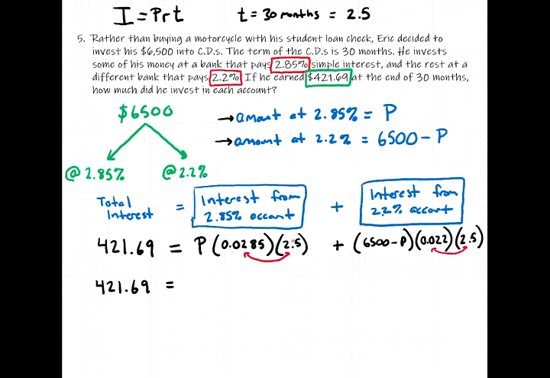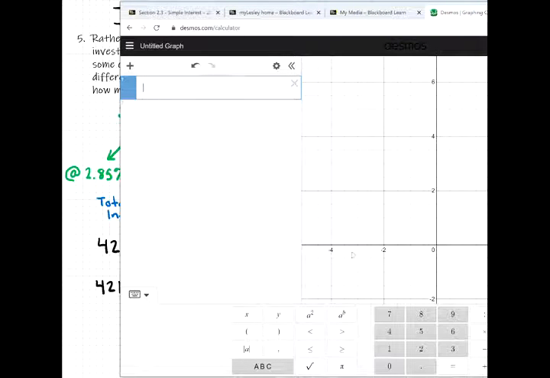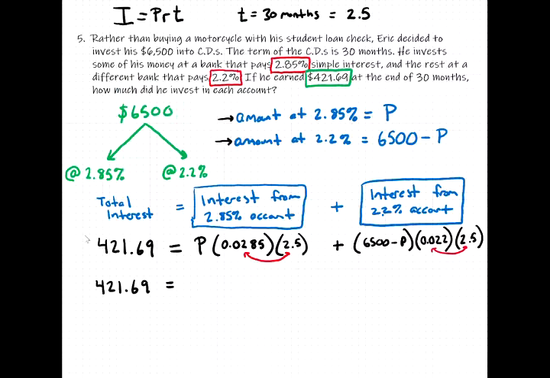well, now we need to calculate the product here. So let's bring over Desmos, and we need to calculate 0.0285 times 2.5. Okay, so that's 0.7125. Oh, there should be a 0 there. Let's put that 0 there. 0.0285 times 2.5. Okay, 0.07125, and that's still multiplied by P.